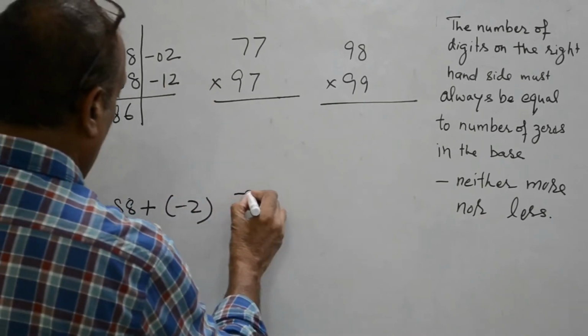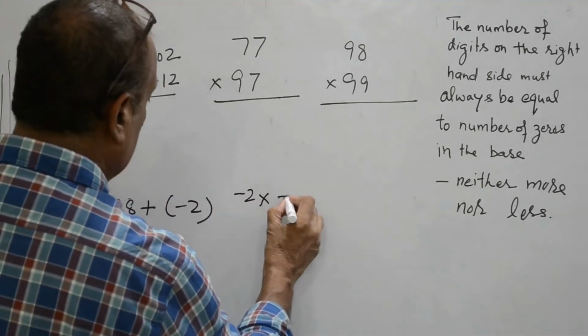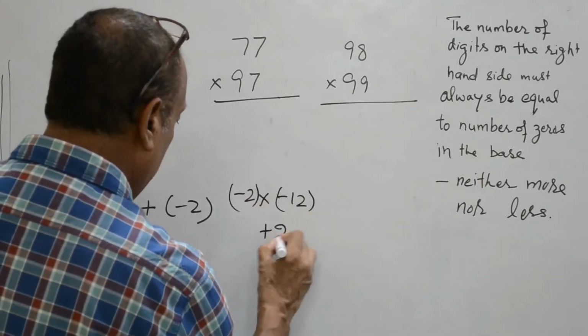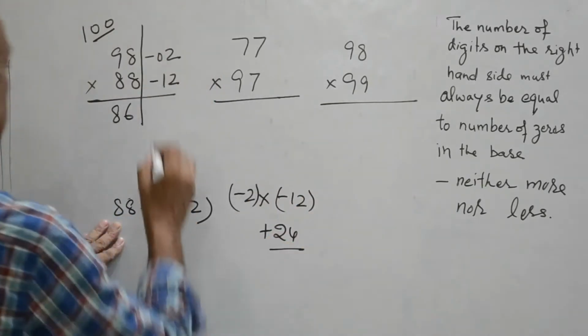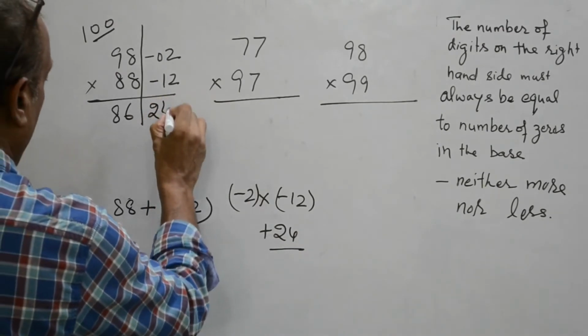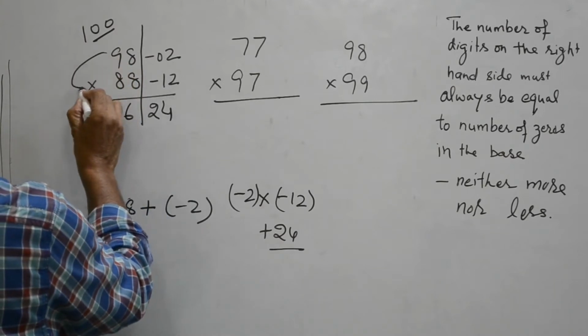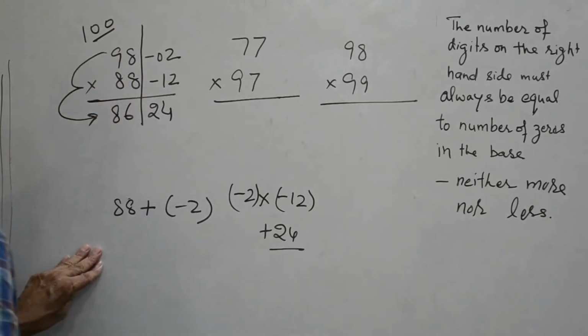When minus 2 is multiplied by minus 12, we get plus 24. So here we are going to write 24. So the multiplication of 98 and 88 is 8624.